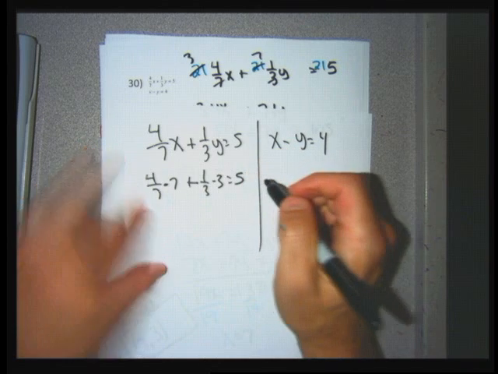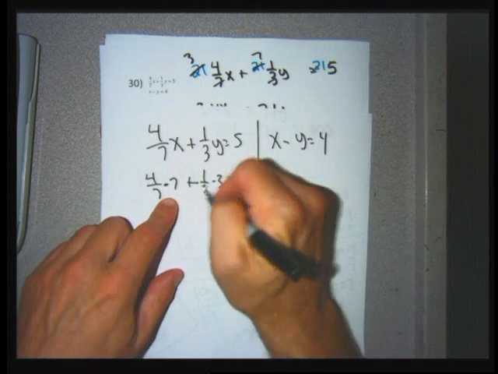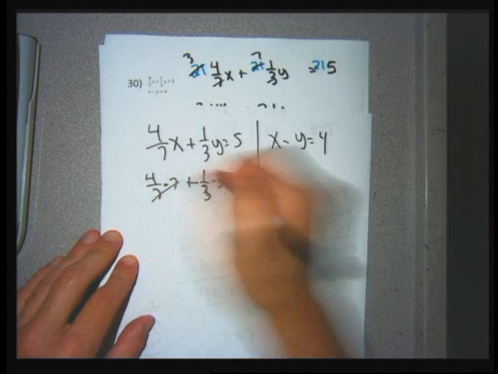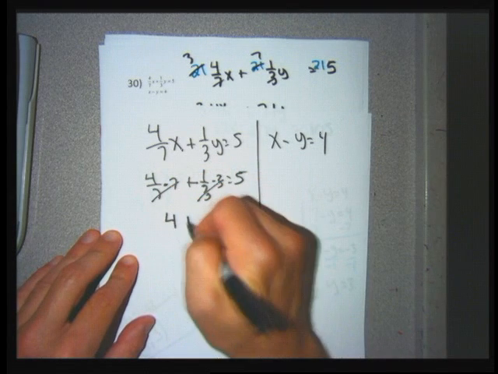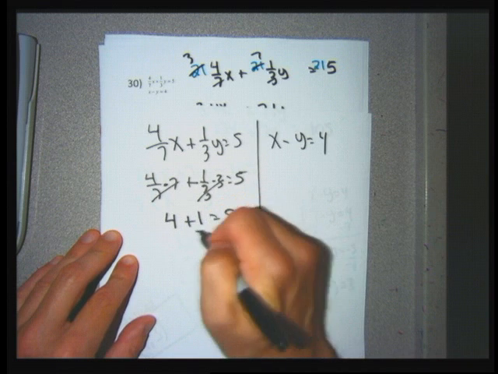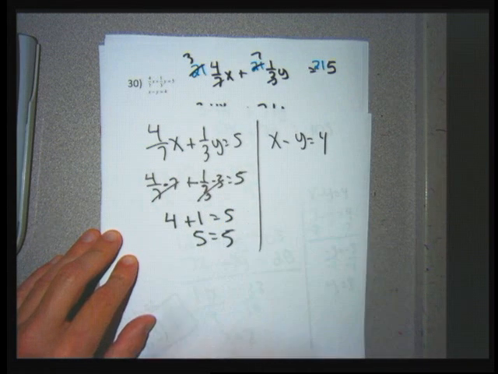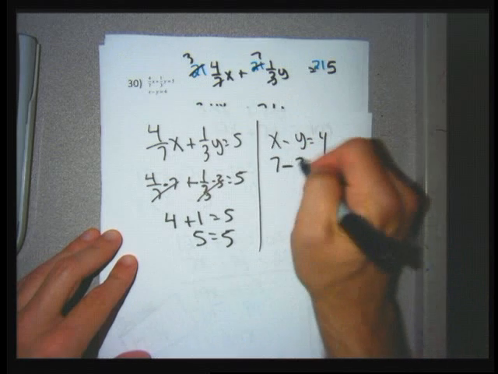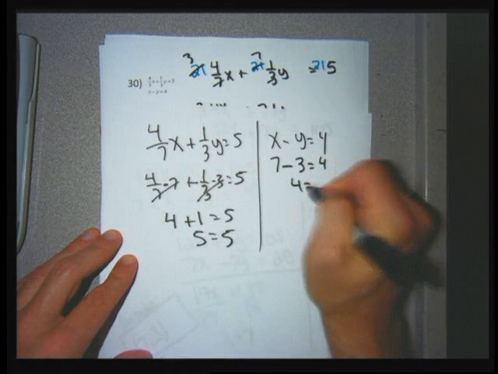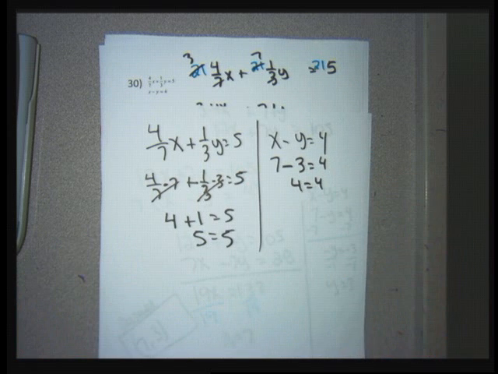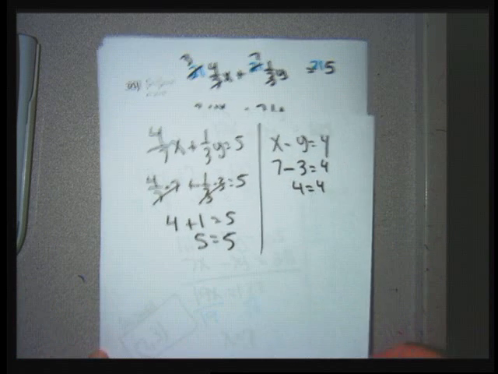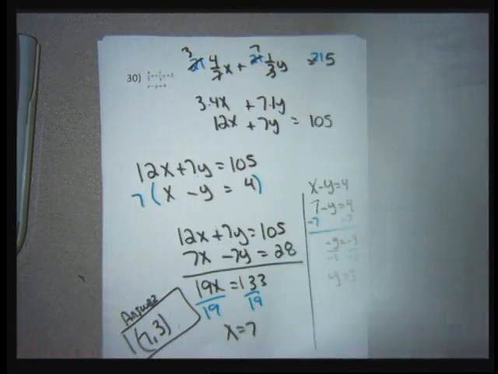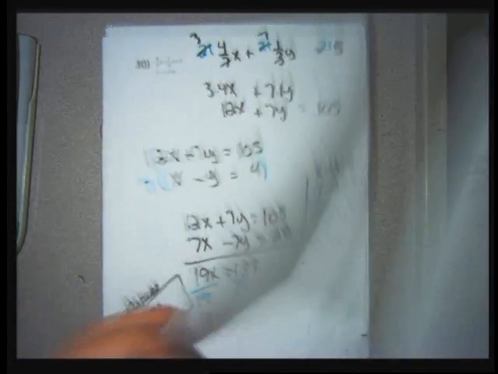So it should be the case that 4 sevenths times 7 plus 1 third times 3 equals 5. Nicely done here, because the 7s and the 3s cancel. I'm left with 4 plus 1 equals 5, which gives me 5 equals 5. So 7, 3 works in the top equation. If I plug 7 for x and 3 for y in the bottom equation, I also get a true statement, this time 4 equals 4. Because plugging in those numbers for x and y into both equations makes both true statements, then 7, 3 that I thought was the solution really is the solution.